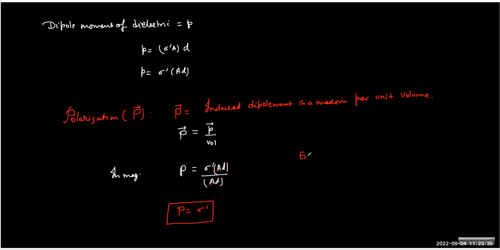So the E net we got, if you remember, is E p minus E induced, right? And between E p and E net we have a relation. So this is equation 1, and we know that E net is E p by epsilon r. Now I want to write E p in terms of E net.